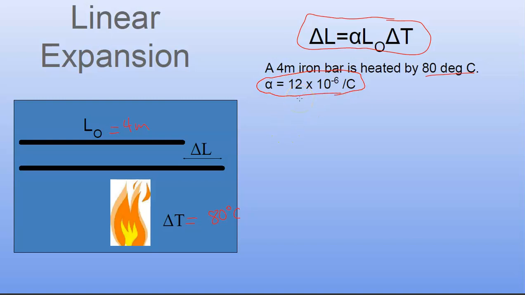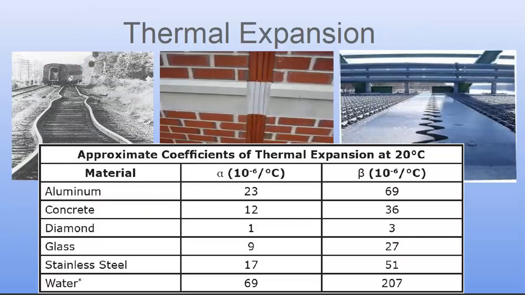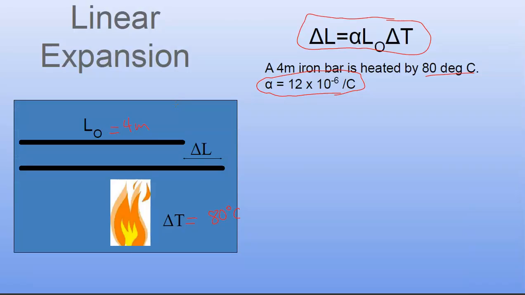I don't think they had iron on that table. Let's go back and here's stainless steel. That's pretty close. Stainless steel has got some other stuff mixed in, so it's a little bit different. But you can see it's in the same ballpark, right? Concrete's kind of in the same ballpark, but not aluminum, not water, right? Different things are going to expand differently. We need to know what it is we're talking about.